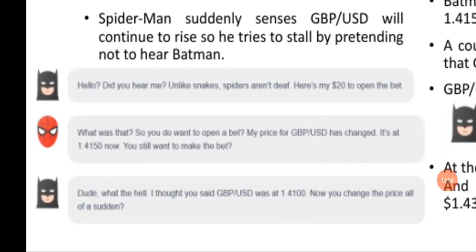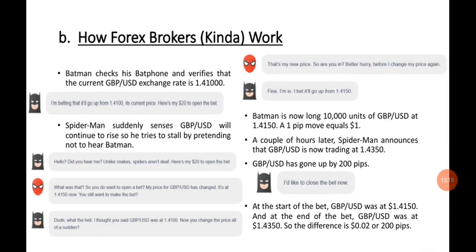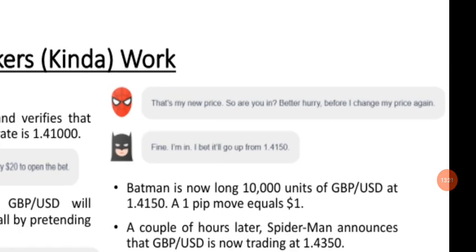"So you do want to open a bet? My price for Great British Pound US dollar has changed. It's at 1.4150 now. You still want to make the bet?" Batman goes, "Dude, what the hell? I thought you just said Great British Pound US dollar was at 1.4100. Now you change the price all of a sudden?" Spider-Man goes, "That's my new price. So are you in? Better hurry before I change my price again."